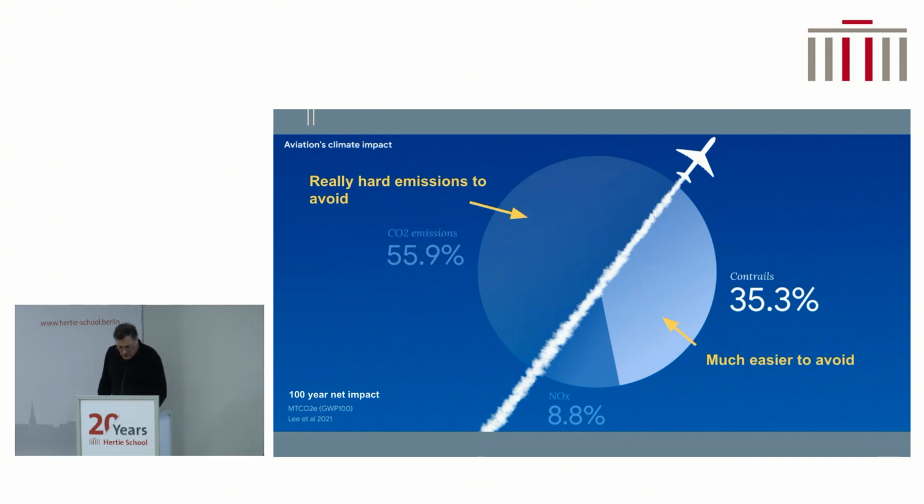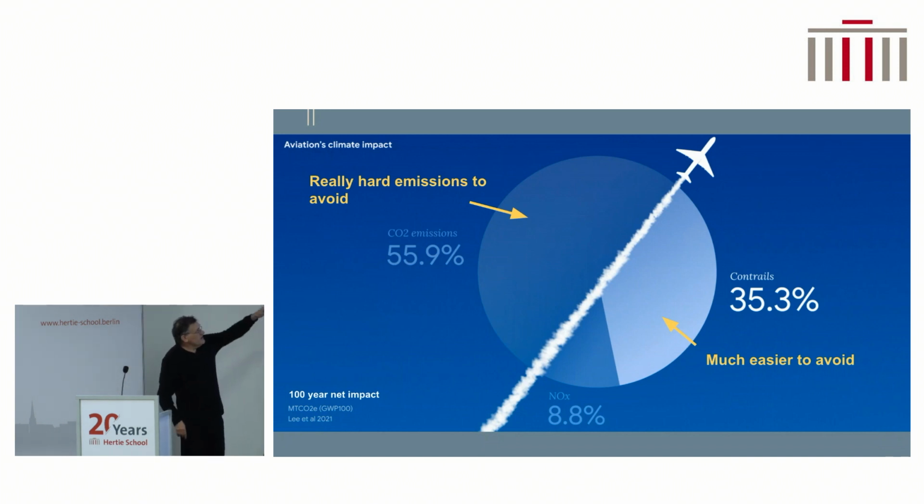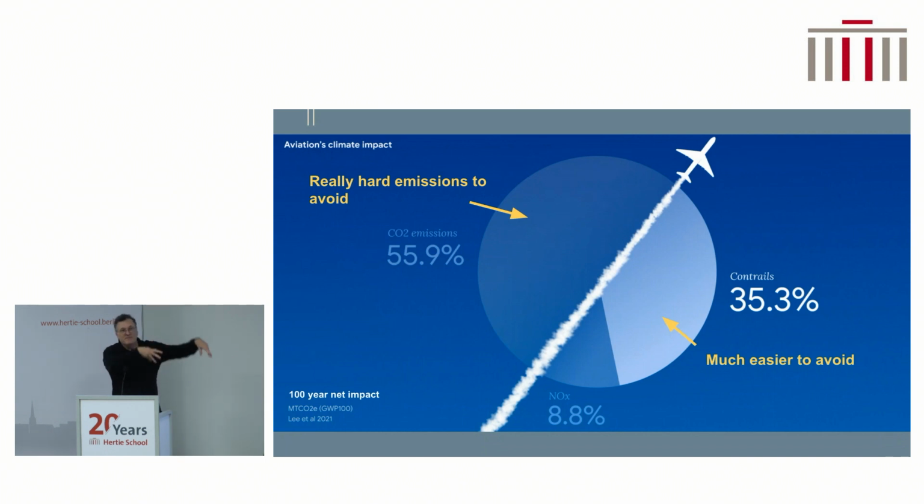Let's see. Okay, I'll tell you about Europe in a moment. But it's really hard to avoid the CO2 side. You're trying to make this piece of metal go hundreds of kilometers an hour up in the sky. That takes a lot of energy, and it's difficult to get that in a non-fossil fuel way. People are working on sustainable aviation fuels. It's kind of a mess.